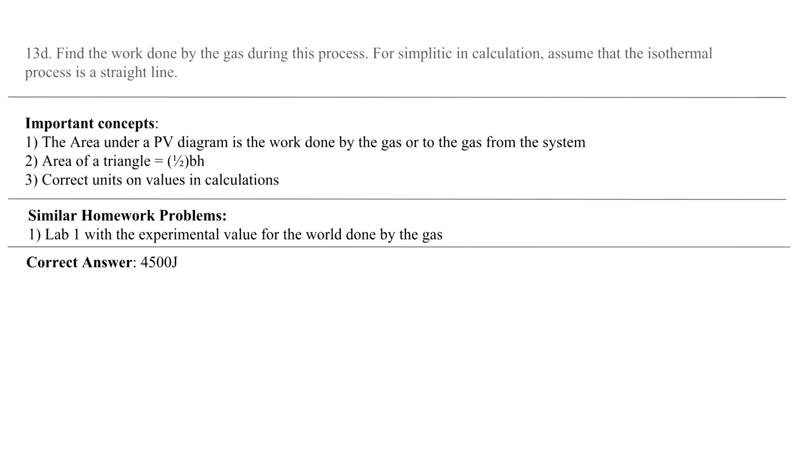So a similar problem to this was shown on the homework. Homework's not really necessarily homework, but the lab, which I guess is homework 2, was the experimental value for the work done by the gas. There's a typo. World should be work. So the work done by the gas would be the experimental value in that problem, because we also found the work done by the gas using the ideal gas law.